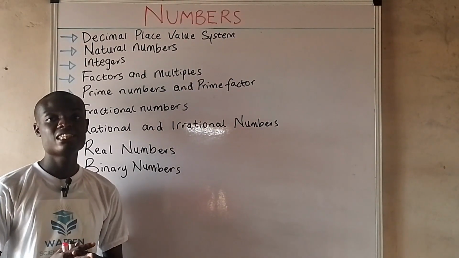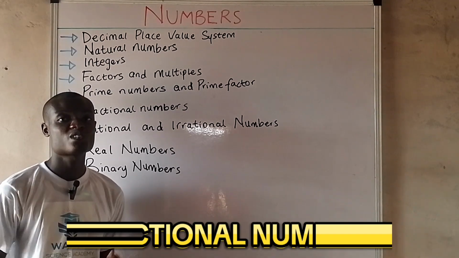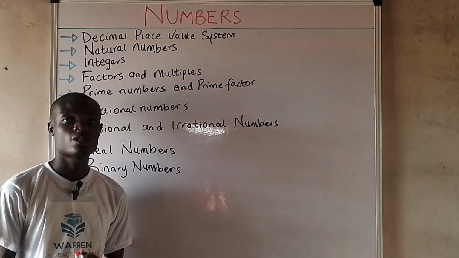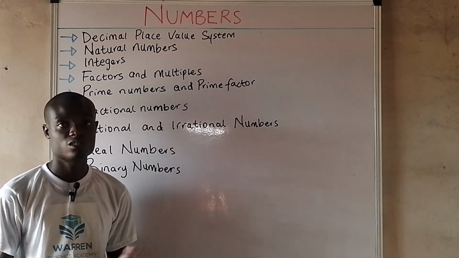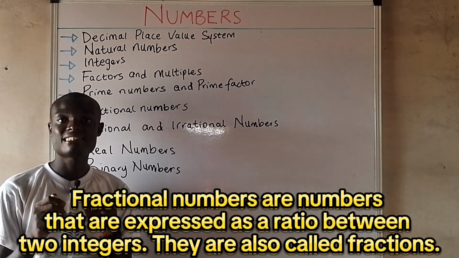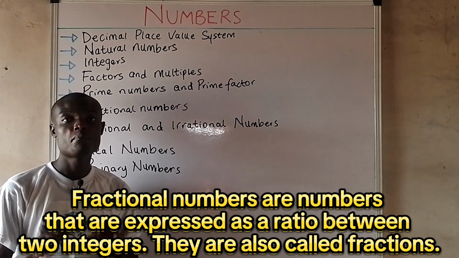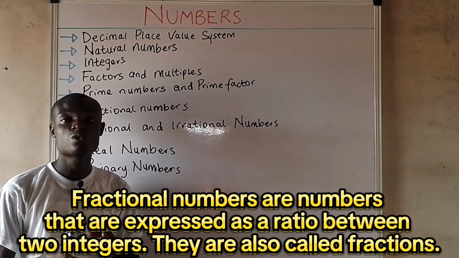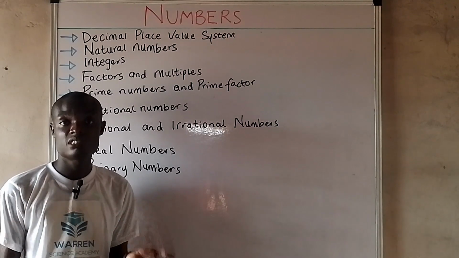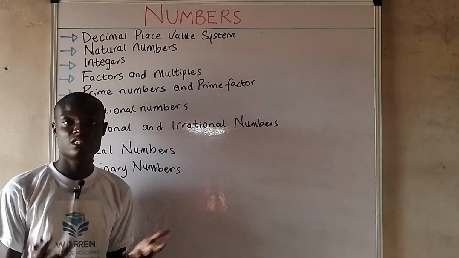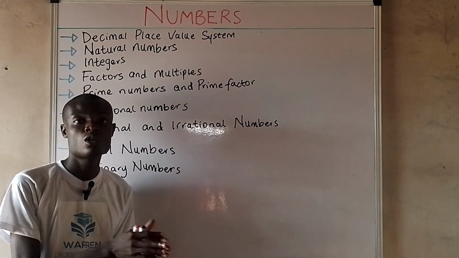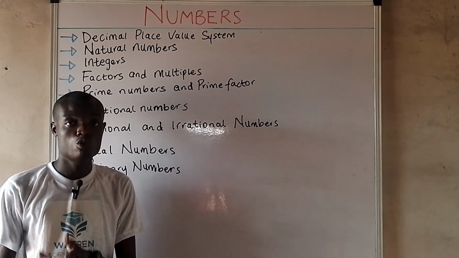So move on to look at the next subtopic, which is fractional numbers. Now, fractional numbers can also be called fractions. What are fractions or fractional numbers? Fractional numbers are numbers that exist as a ratio between 2 integers. So fractions is simply a ratio between 2 integers. Ratio simply means division. Remember, we talk about integers. Integers are either positive whole numbers or negative whole numbers.